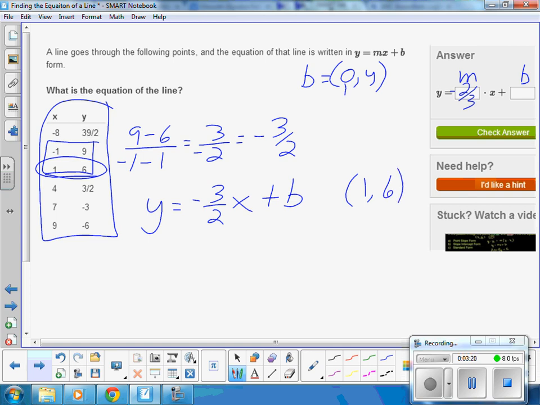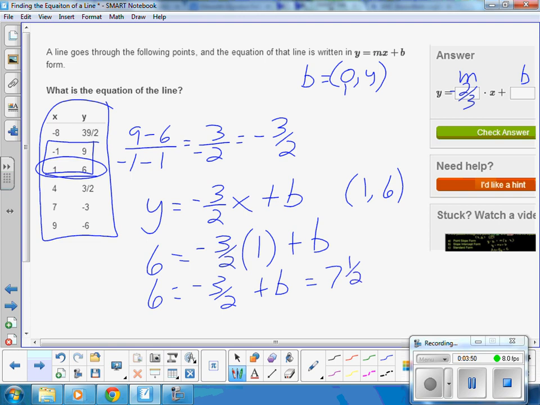Again, we've done this before. So y is 6. That equals a negative 3/2 times x, which is 1, plus b. So 6 equals a negative 3/2 plus b. I add 3/2 to both sides, and 3/2 is 1.5. So when I add that, I'm going to get 7 1/2. If you do it on a calculator, 6 plus 3/2, you should get 7.5, and that is b. All right, sorry for the error. Let's move on.